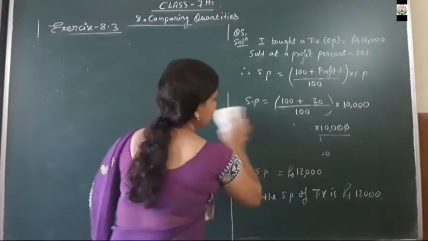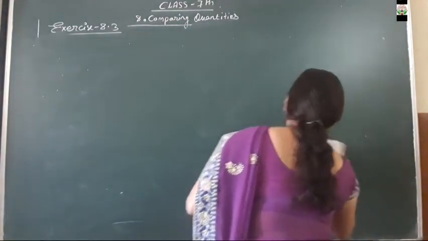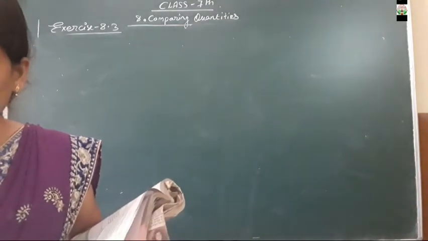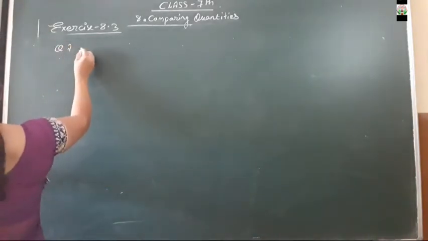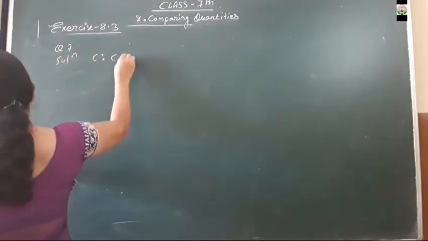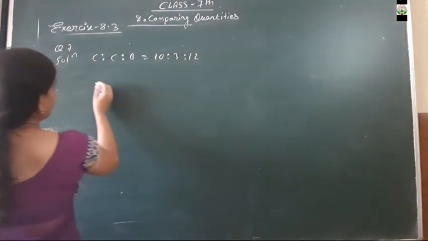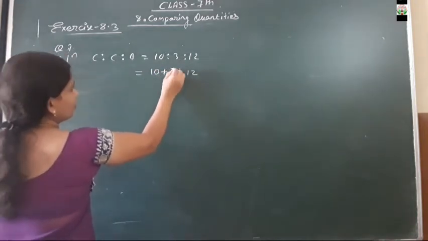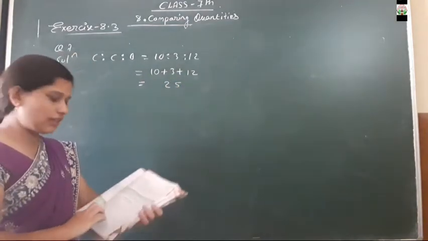Here we are going to see that question. Question number 7. What ratios are given? Calcium is to carbon is to oxygen is equal to 10 is to 3 is to 12. This is the ratio given. So adding the ratios, 10 plus 3 plus 12, 25 is the total ratio of all the three, isn't it?